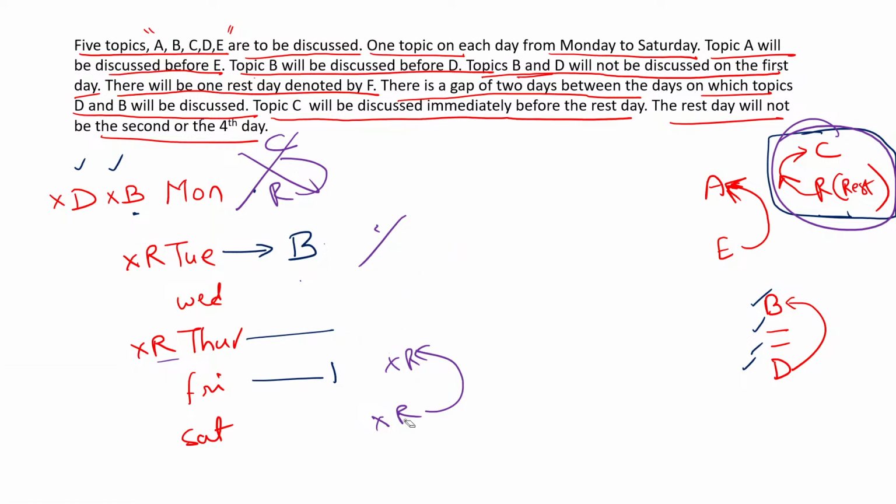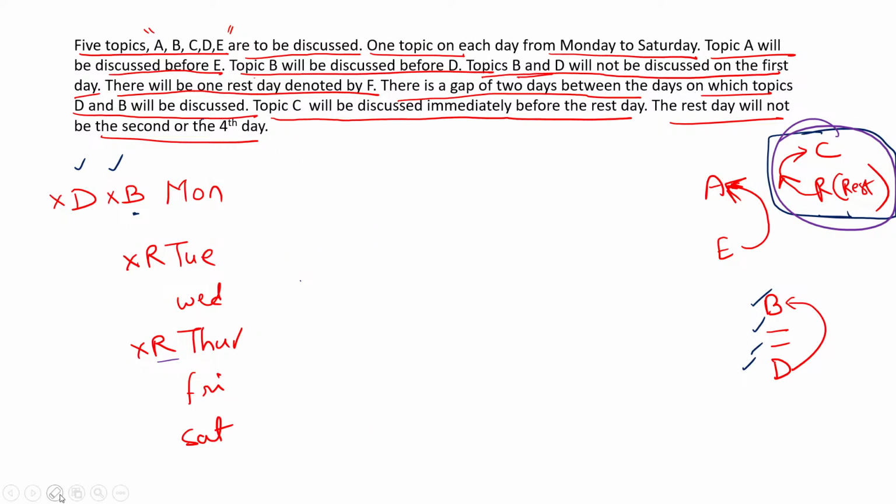Next you have to go for the next possibility. So this entire possibility is the wrong one. Let's go to the next possibility. So I am placing B here previously, now I am going to place B here. If I place B here, after 2 days I am going to get my D.